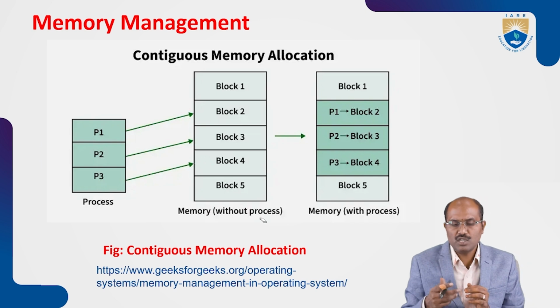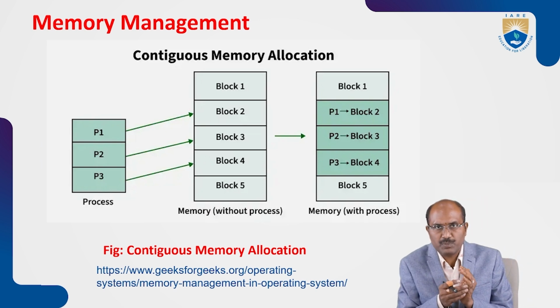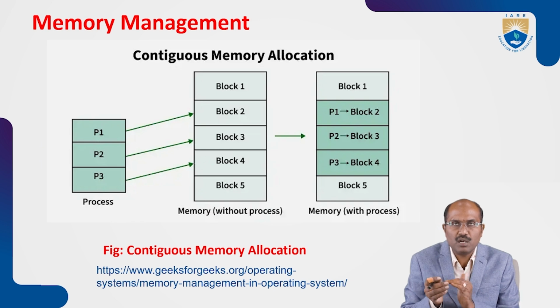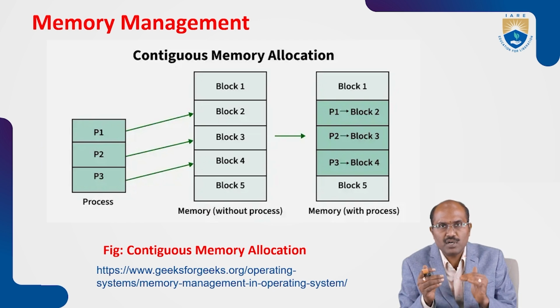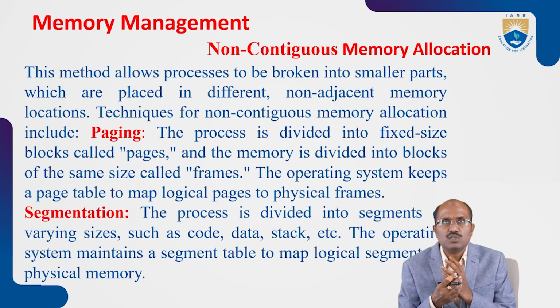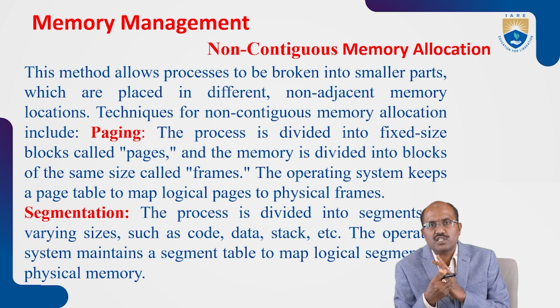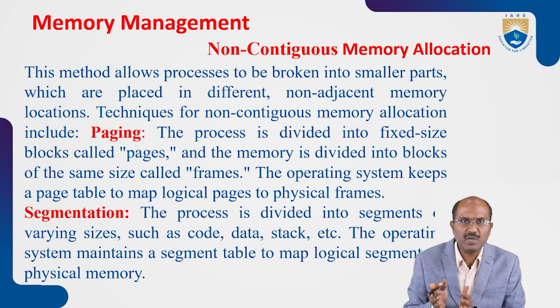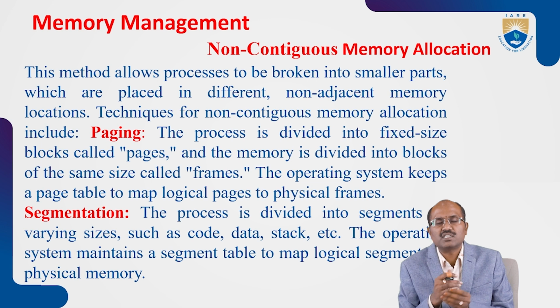So this is contiguous memory allocation: process P1 to block 2, P2 to block 3, P3 to block 4. This is the process of continuous allocation of memory that is involved in contiguous allocation. Okay, coming to non-contiguous process allocation. Non-contiguous allocation involves paging, segmentation, and fragmentation.